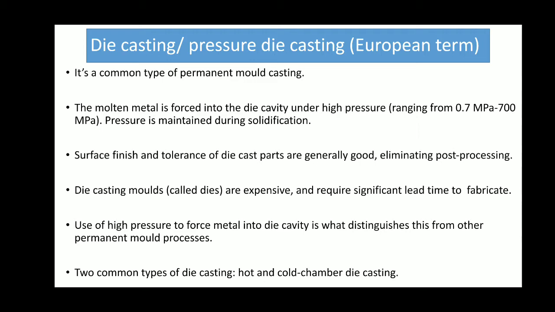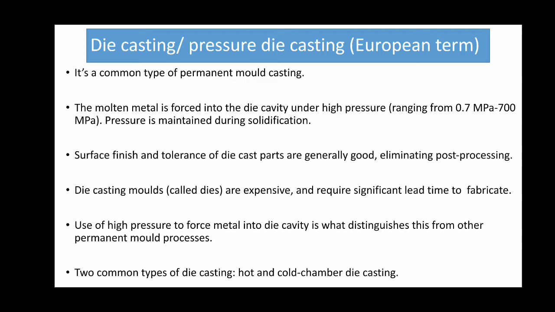What is basically die casting or pressure die casting? In metal casting we always work with molten metal. Here the molten metal is forced into the die cavity under high pressure, and its pressure ranges from 0.7 megapascal to 700 megapascal. That's a very huge range. And during the whole solidification process this pressure is maintained. As the molten metal is forced using high pressure, the name itself is pressure die casting or die casting.